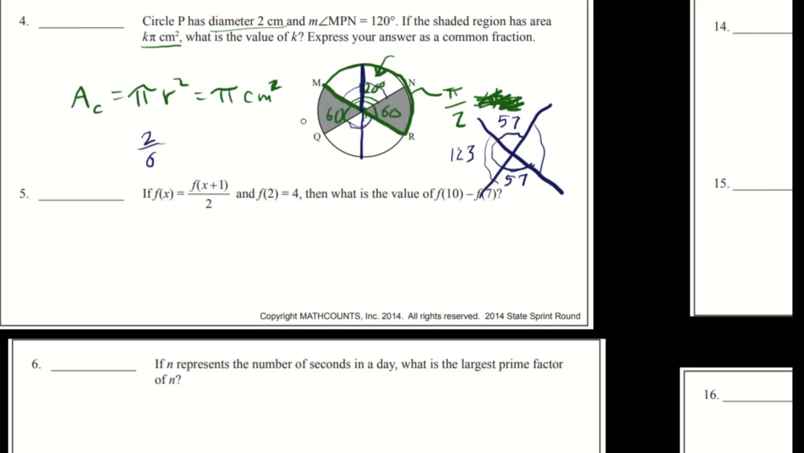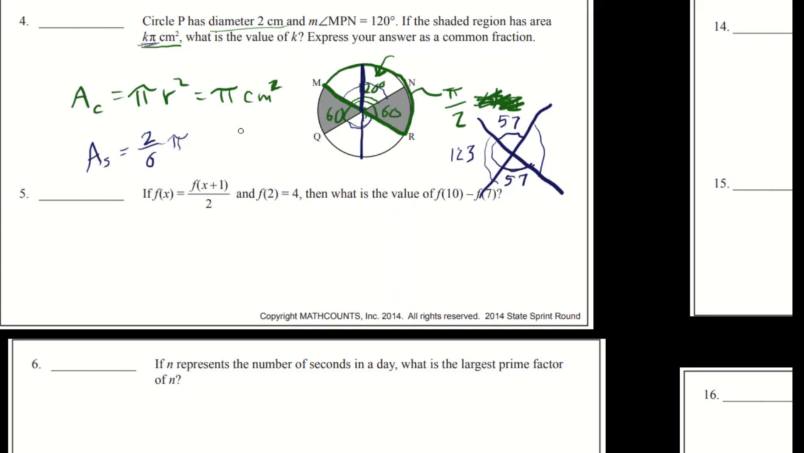So you were saying that you've basically got 2 out of the 6 regions that are shaded. Yeah. So it's 2/6 of the whole circle. And the whole circle was pi. So it's 2/6 pi. Is that true? That's the shaded area. Shaded is 2/6 pi. So what do you think? Is the answer 2/6? It says it's k pi centimeters squared. I guess. Okay, the answer is 2/6.